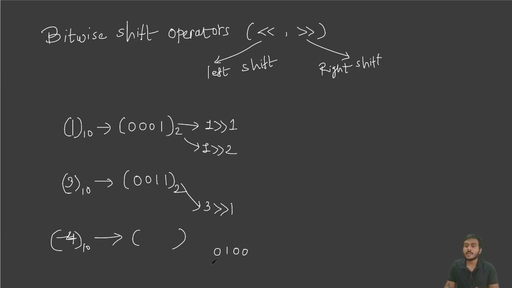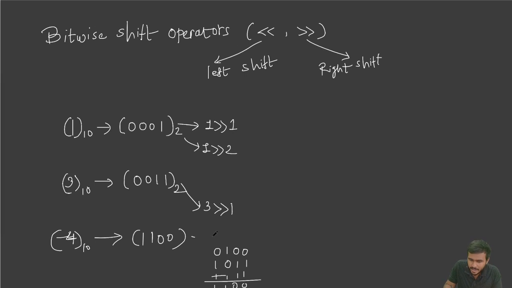Just take the 1's complement of it. What is the 1's complement? It is 1 0 1 1. Then add 1 to it. If I add 1, then 1 plus 1 is 0 with a carry 1, then 1 plus 1 is again 0 with a carry 1, then 0 plus 1 is 1, and the leading 1 comes down as it is. So the binary equivalent of -4 is 1 1 0 0.